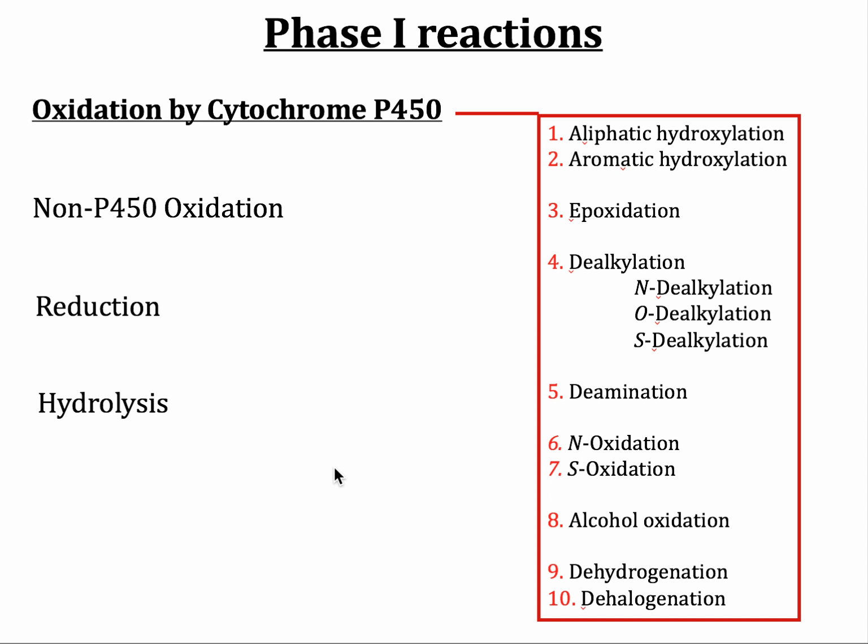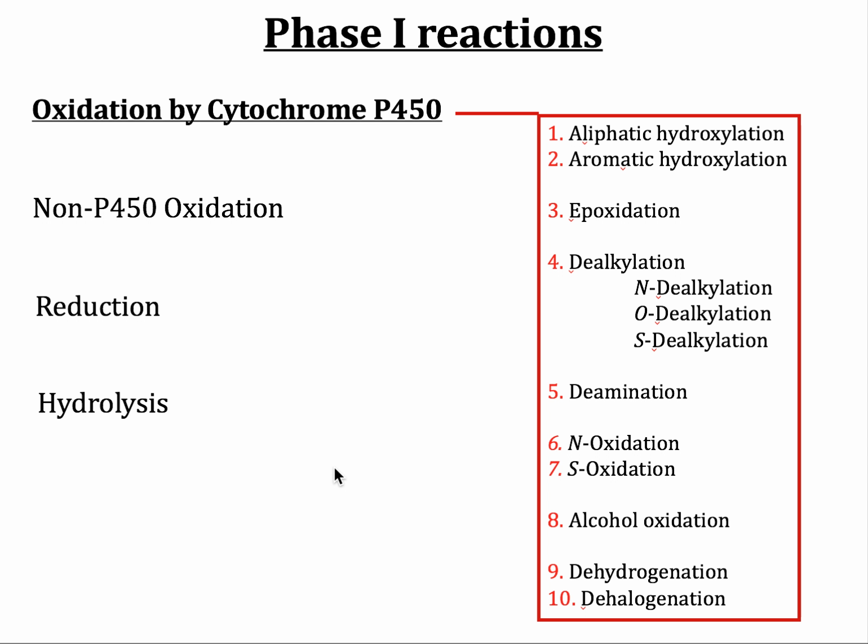So the first one is aliphatic hydroxylation. Next one is aromatic, which usually includes compounds which are circular, like benzene. Epoxidation, which you might not have come across before, is usually found in drugs like carbamazepine, usually administered for conditions like epilepsy. Dealkylation is found in drugs like codeine, which can be dealkylated into morphine.